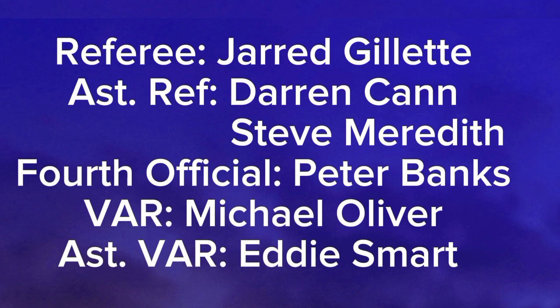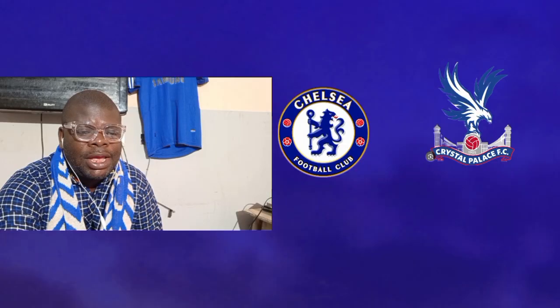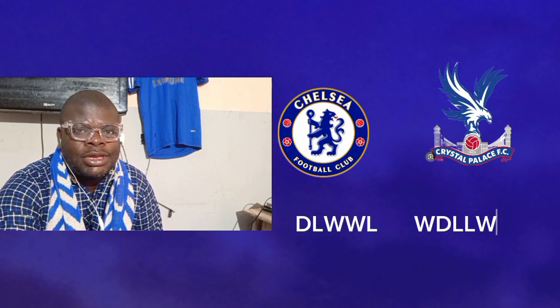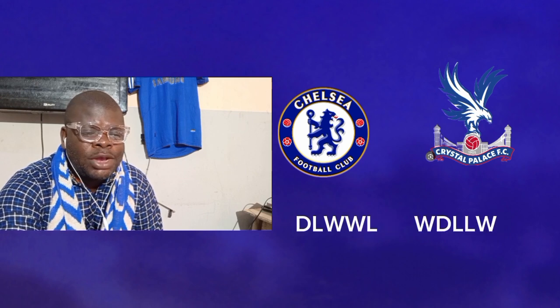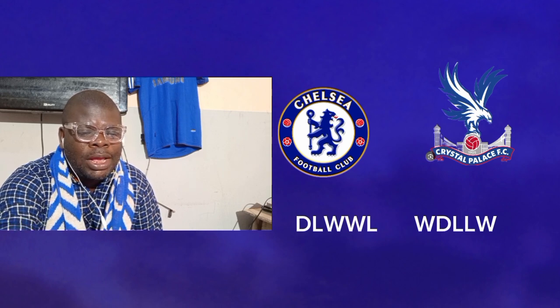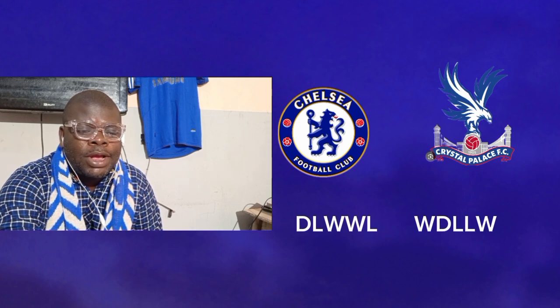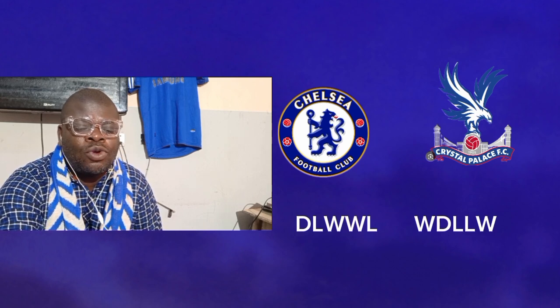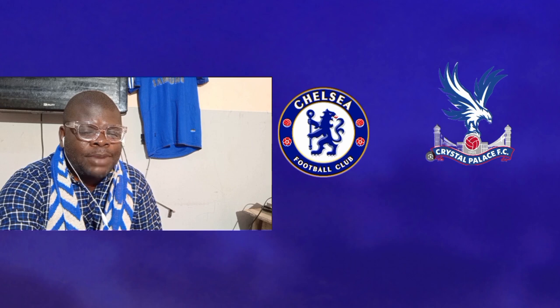Now, let's look at the form of the 2 teams, the form for Chelsea and Crystal Palace. Our last 5 games, Chelsea have won 2 matches, they have lost 2 matches, and they have drawn 1. Crystal Palace, the same thing, they have won 2 matches, they have lost 2 matches, and they have drawn 1 match. Now, when you look at the last game that Crystal Palace played, it was actually against Norwich, and they won that match by 4-0.